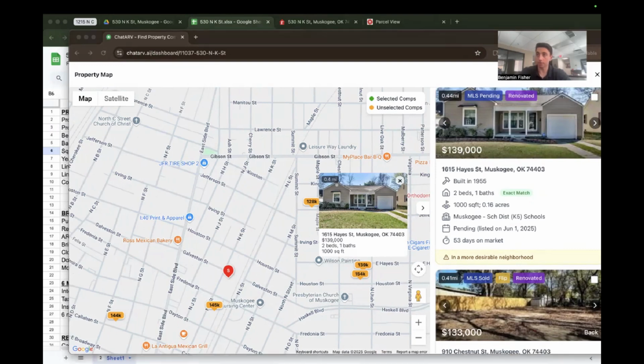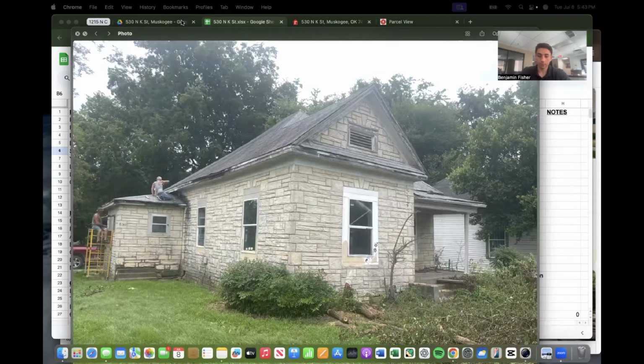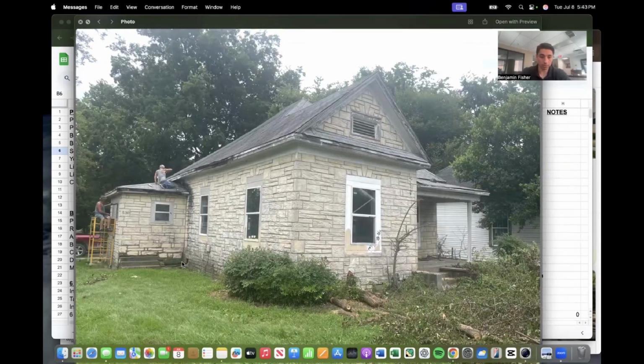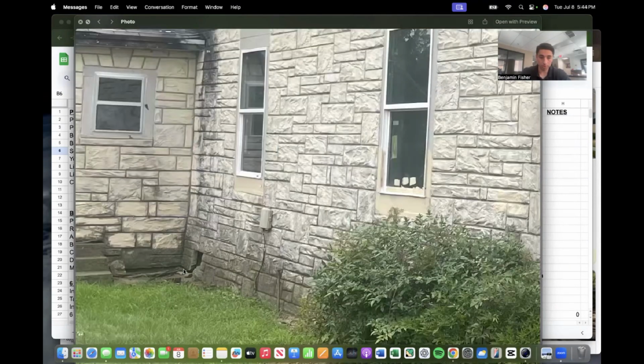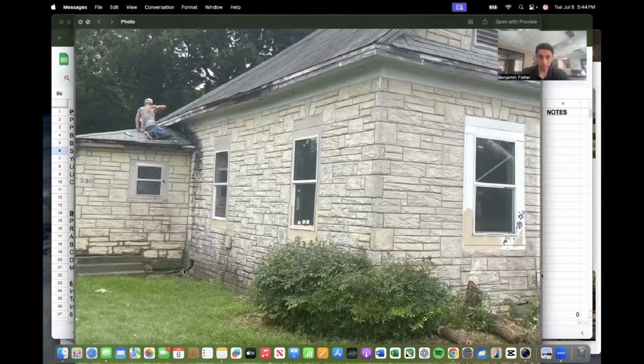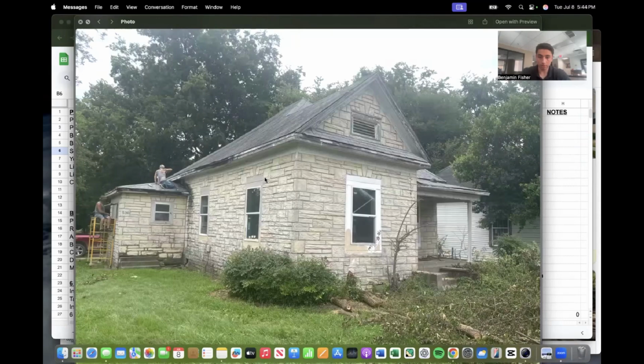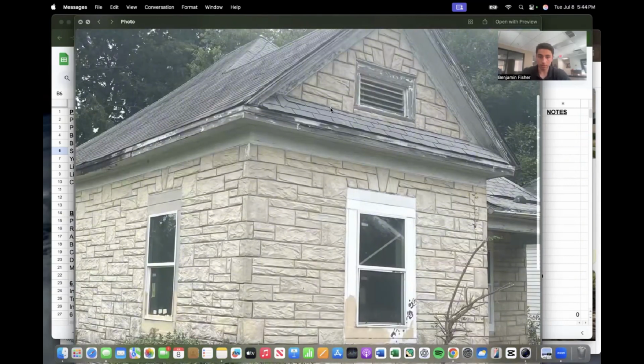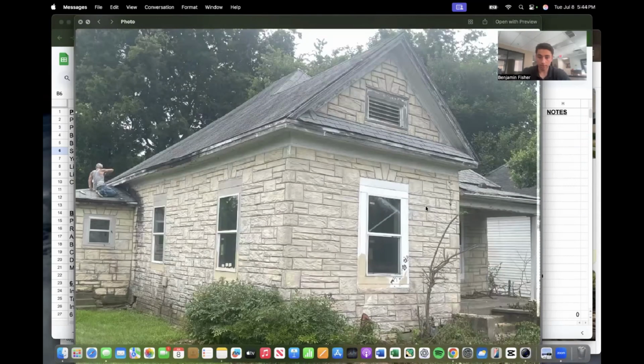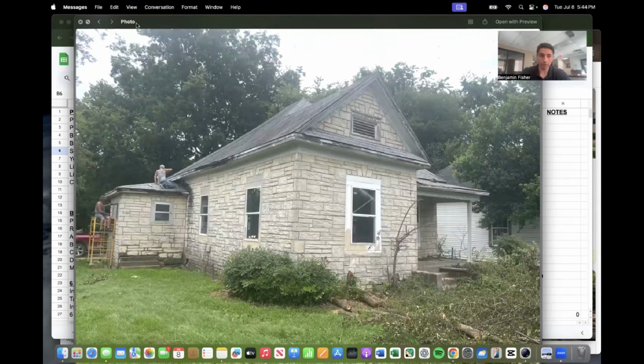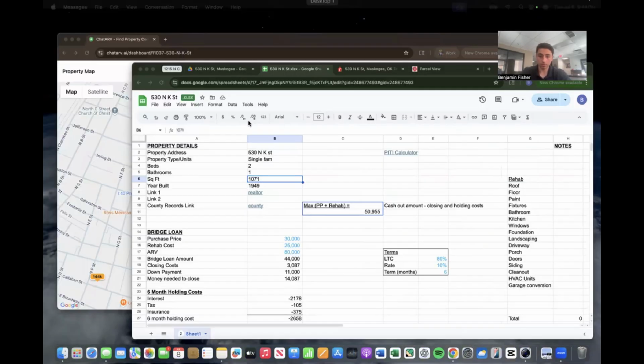Here's a picture of the one we're looking to buy. So it's a nice stone house. Looks good. It looks like there could be some issues with the masonry or the foundation. They're painting the outside right now, which is a good sign. Definitely needs new gutters. We'll come back to the rehab, but I just wanted to show that picture.